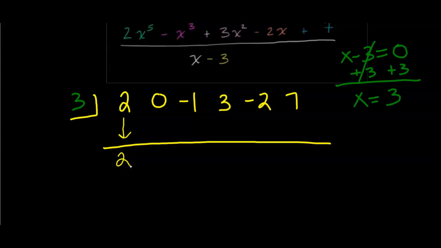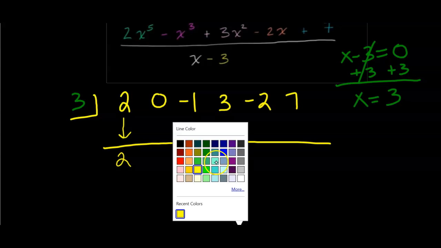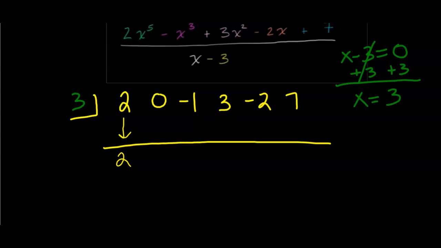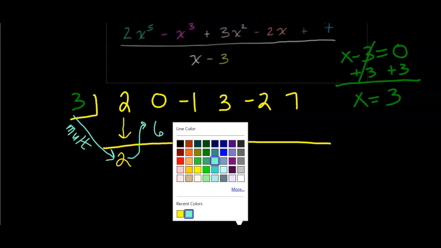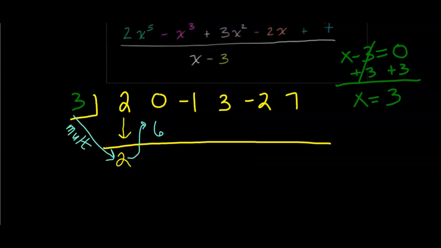And then from there, you're going to start just multiplying and adding, multiplying and adding. You're always going to take the number that's in the box here and multiply it times the number that's on the bottom there. So 3 times 2 is going to give us 6. And then you're going to put that answer right here. The next step is to add. So straight down the column right here, you're going to add. So 0 plus 6 is going to give me 6.